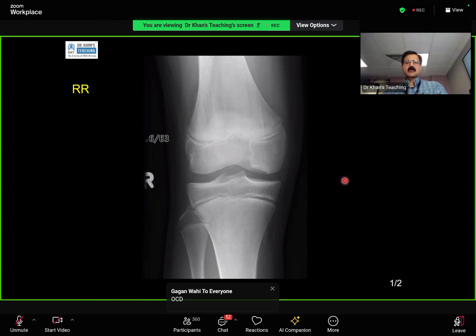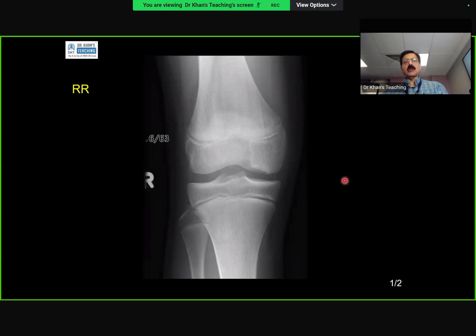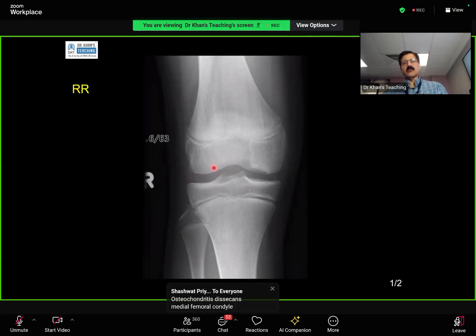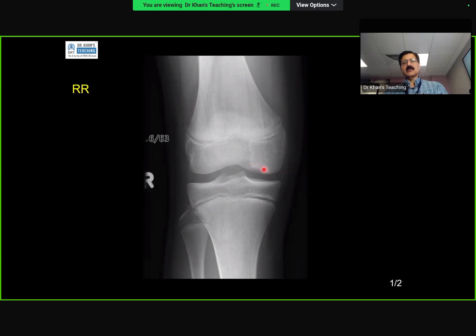Maybe some osteochondral. Excellent. If you look carefully, now this is the outline of the cortex. This is the lateral femoral condyle. Just trace this. There is a line which is normal, but anteriorly you see this. There is a defect there; something is missing there. So this is an osteochondral lesion.